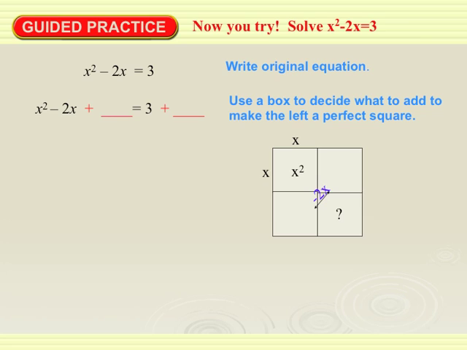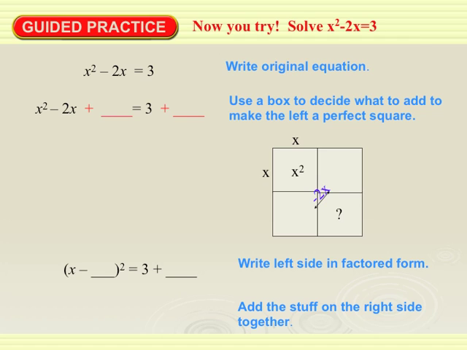Now you've figured out what you think goes in place of the question mark in your box there, and you're going to add that to both sides of your equation. Then you're going to look at the left side of the equation, and you're going to write it in its factored form. Look at the box that you've created, and look at what you have x and x around the outside to find out what the factored form of the left side of your equation is.